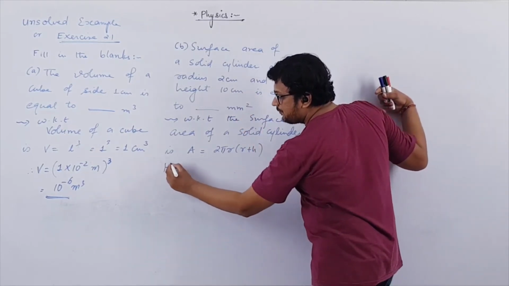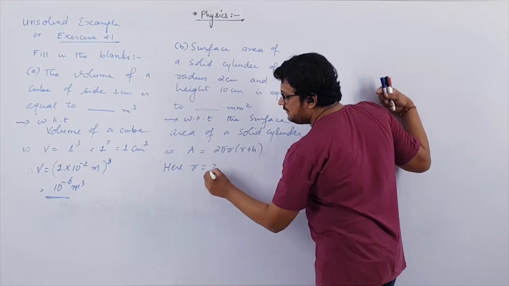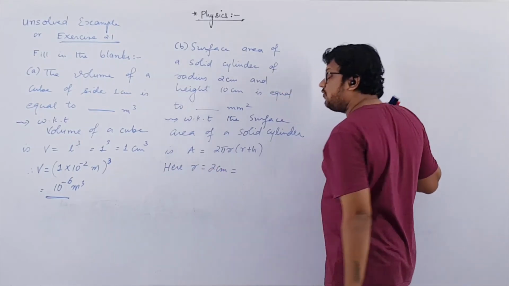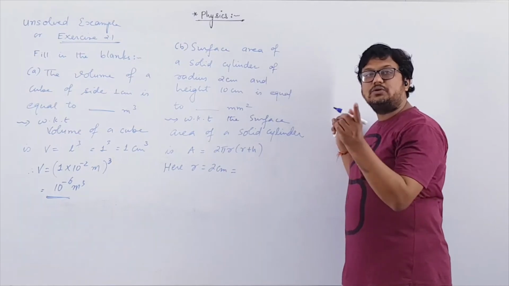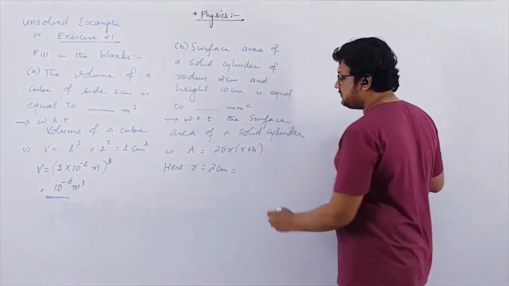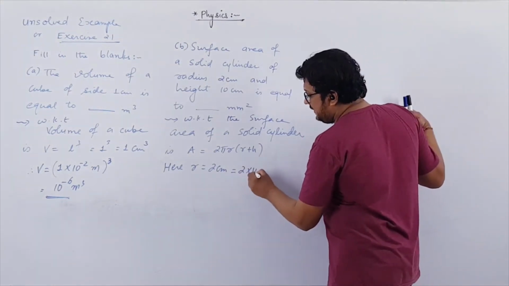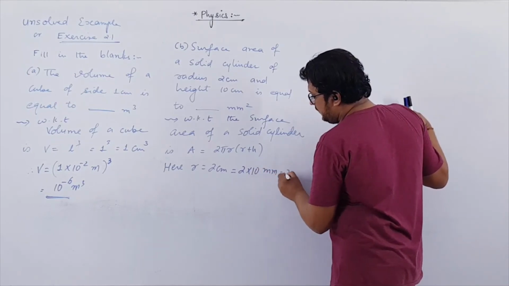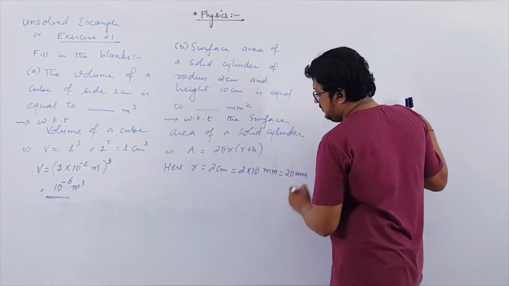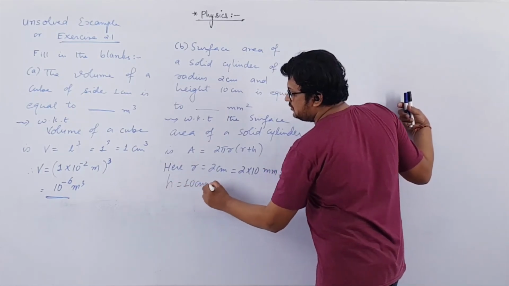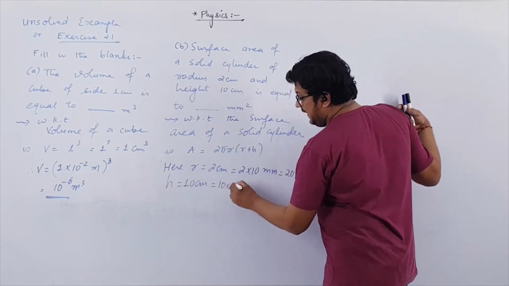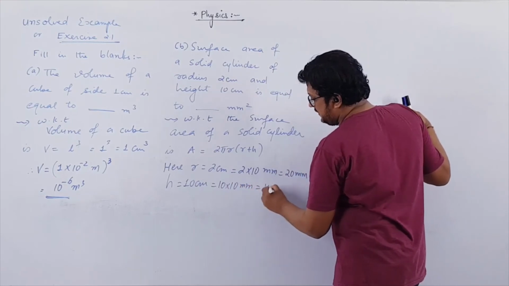So here radius is given as 2 centimeter. Remember, 1 centimeter is 10 mm. So this will be equal to 2 into 10 mm. So you can directly write 20 mm. In the same way, height is given as 10 centimeter. So that is 10 into 10 mm. We can say that 100 mm.